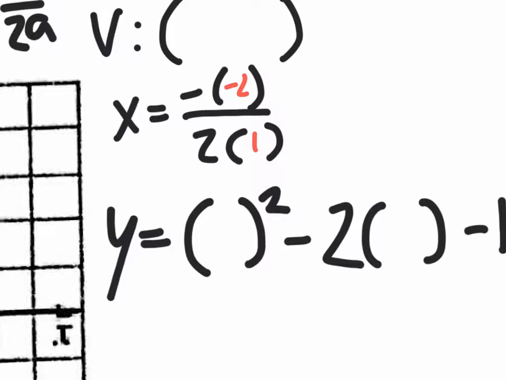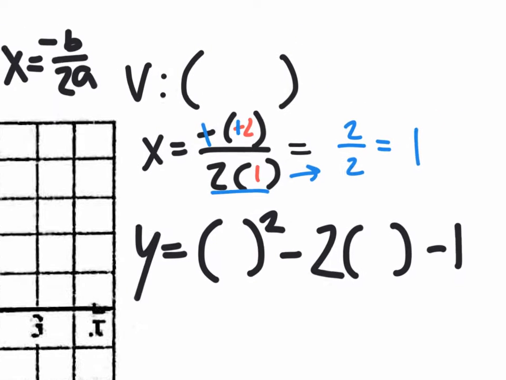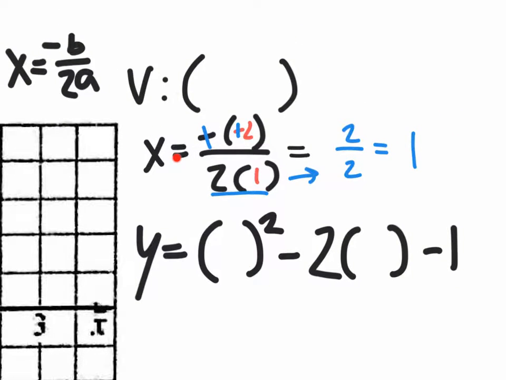So if I work this out, up on top, the negative negative changes to positive, and that'll be a positive 2. And 2 times 1, well, that's just 2. So I have 2 over 2, which is 1, correct? Now that is the x value. Notice it says x equals 1. So I'm going to take this 1 and put it right there because that's my x value of my vertex. Again, the vertex is just a coordinate, an x and a y value, and we just said that the x value is 1.